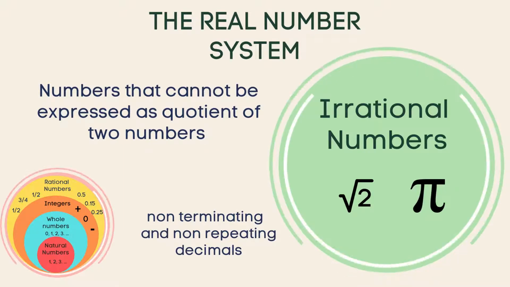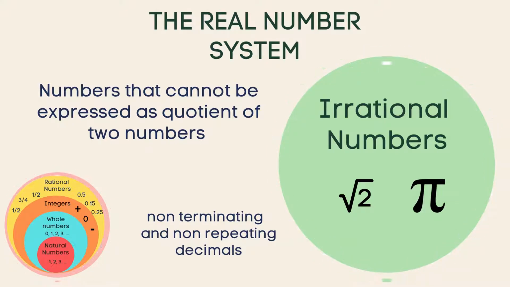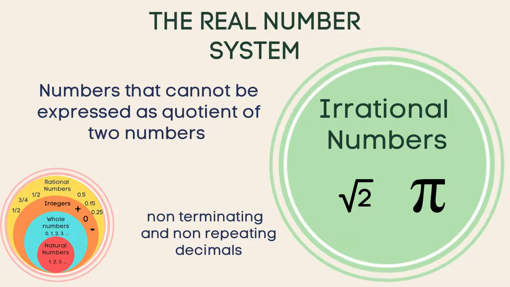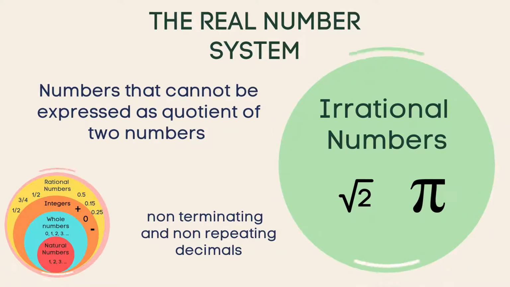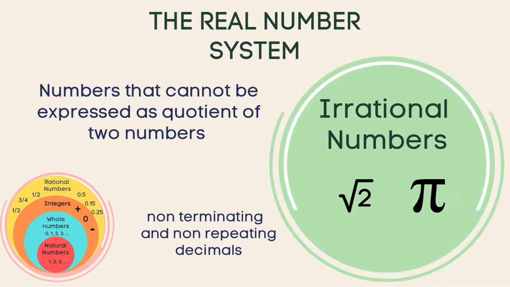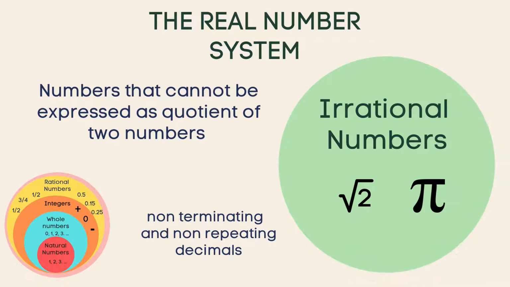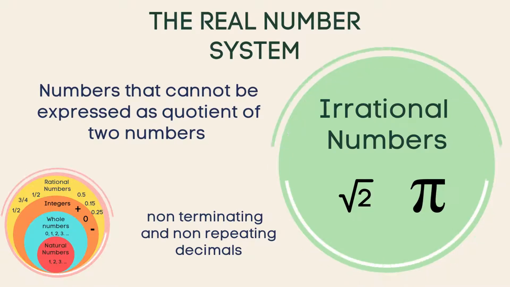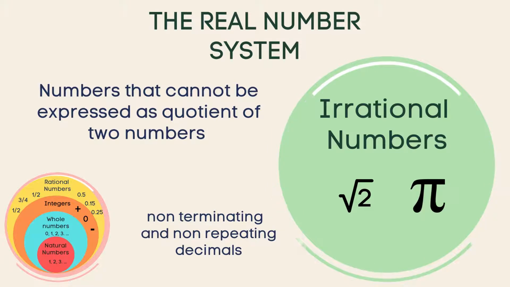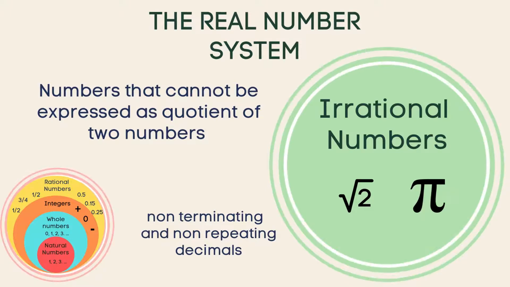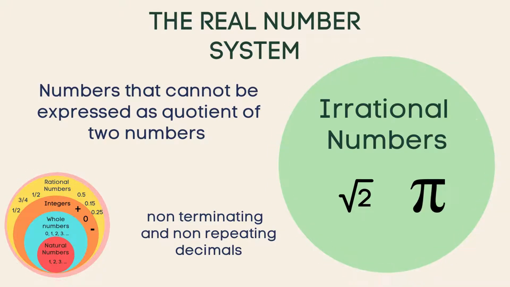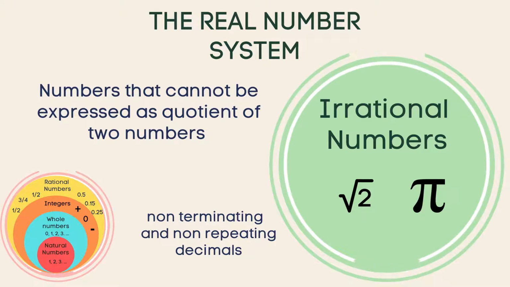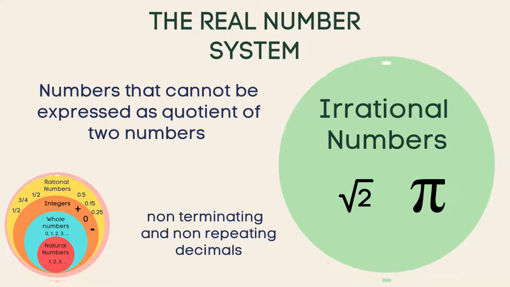How come these numbers are irrational? Because if we simplify them and convert them into decimals, they will fall under the non-terminating and non-repeating decimals. These are the decimals that do not have a pattern. These are the decimals that do not have repeated digits in them. That's why it is impossible for us to convert them from one form to another.